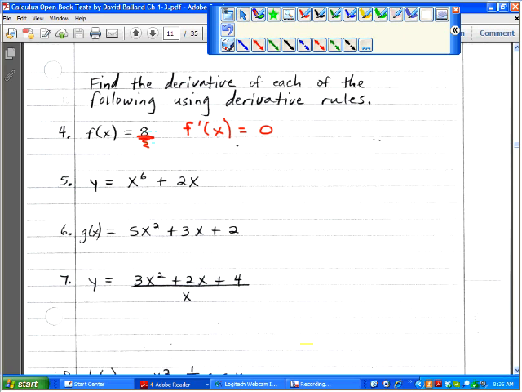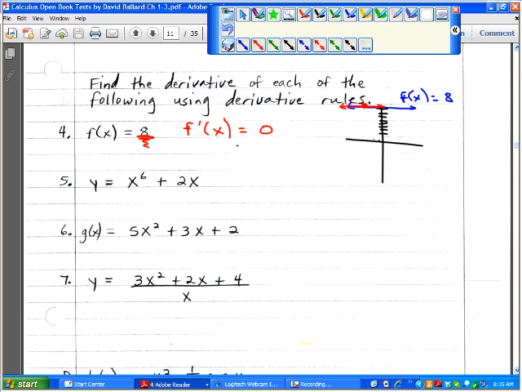Just so we can talk about it, my original function is a horizontal line, right? F of x is 8. If we take any point on that, the tangent to it would be the same horizontal line, which would have a slope of 0. Okay, so that makes sense to us.